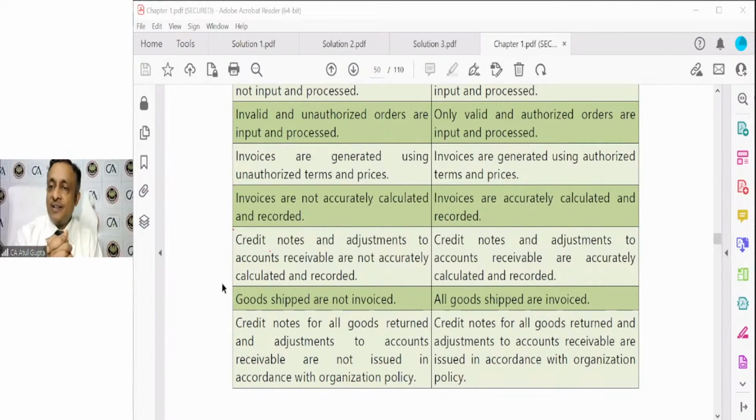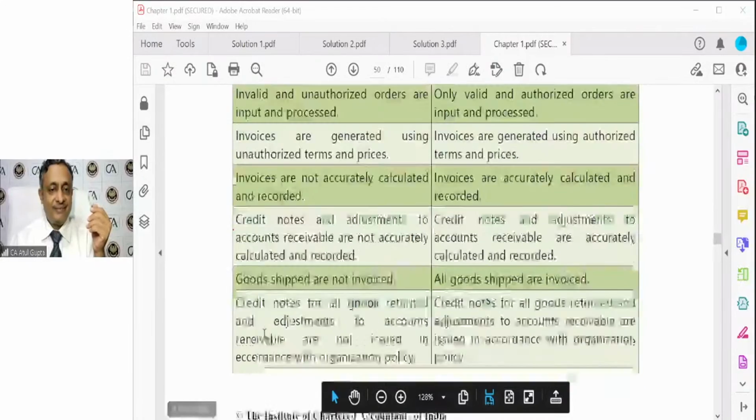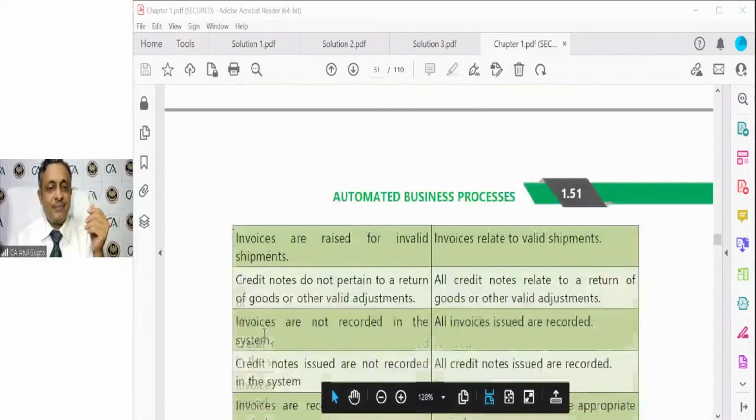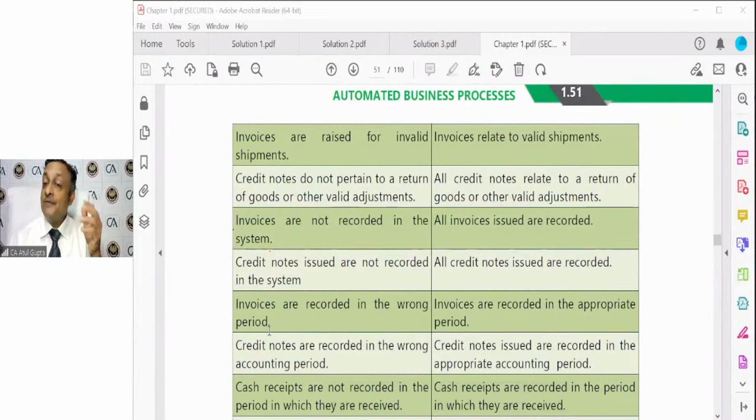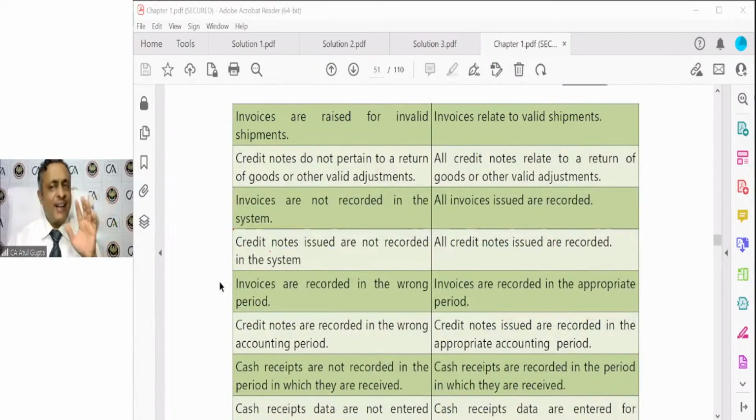Then credit notes for return goods. I don't know whether you have chance for this, but those vendors who are supplying through online portals, it's a whole job to be done by them. Then shipments raised for invoice for invalid shipment, again a business disaster. Credit note not pertaining to goods return must not be, invoices not recorded. Again, this indicates your system is not integrated.